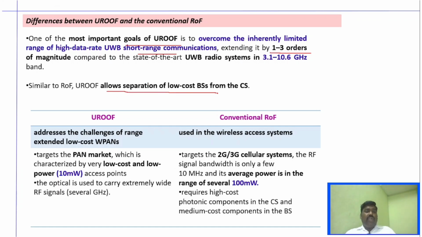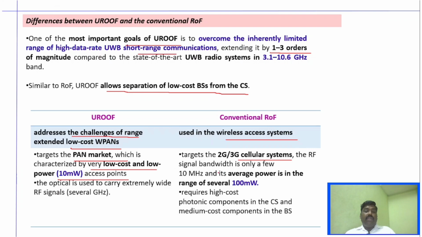UROF follows separation of low cost base stations from the CS, same as RoF. So the working is completely the same as RoF, but the main difference is that UROF is mainly planned for PAN, that is personal area network, whereas conventional RoF is based for cellular systems. It addresses the challenge of extending range for low cost WPANs, where WPAN is wireless personal area network. It targets mainly the PAN market, whereas RoF targets cellular systems, and it is characterized by very low cost and low power access points.